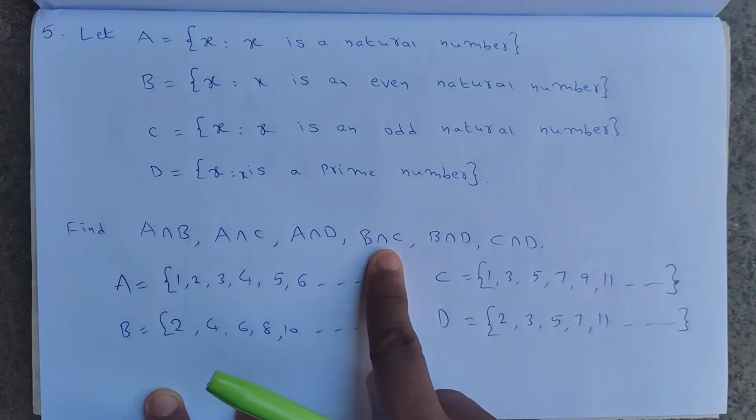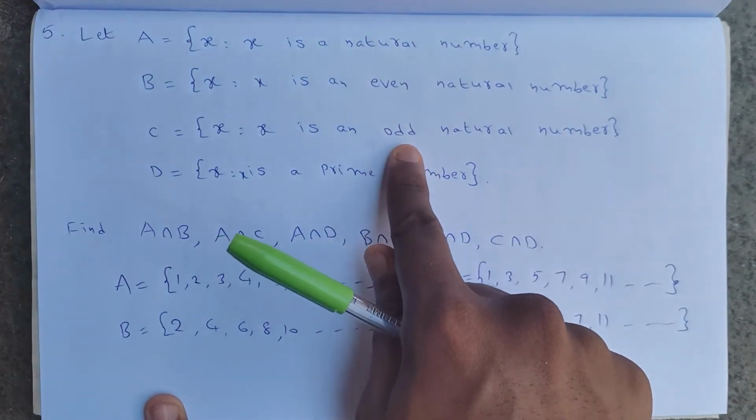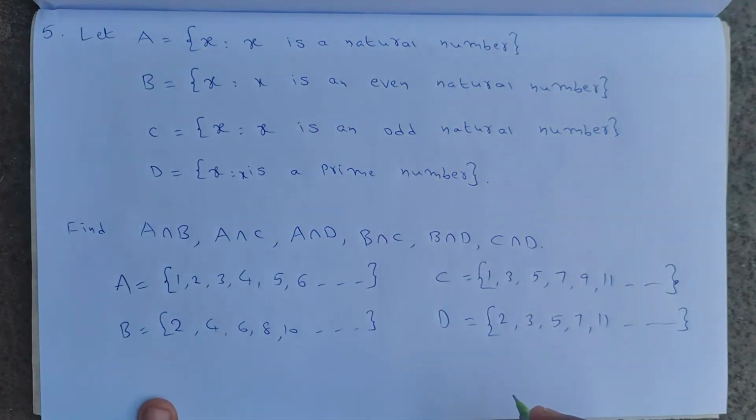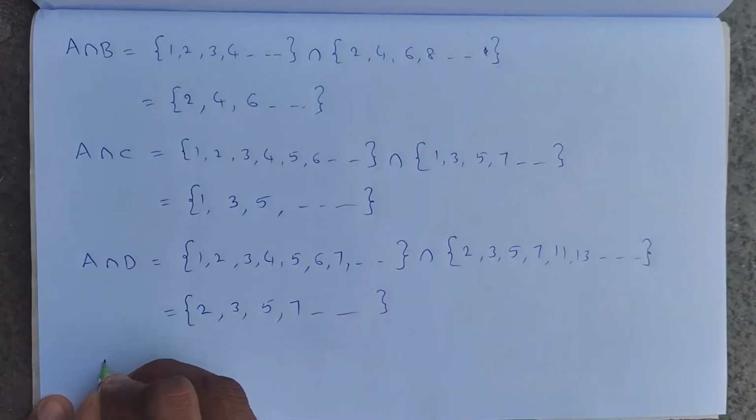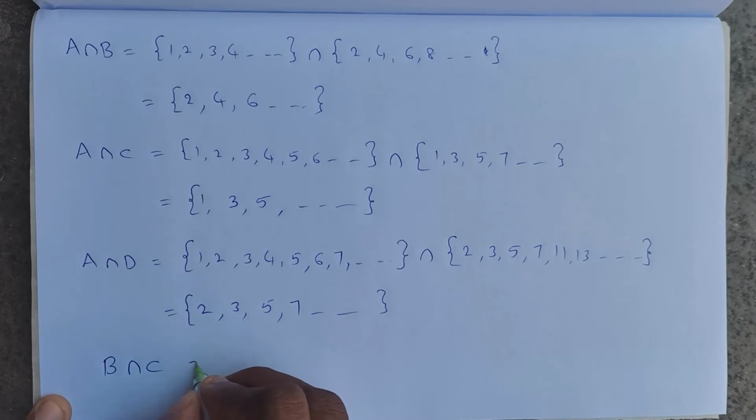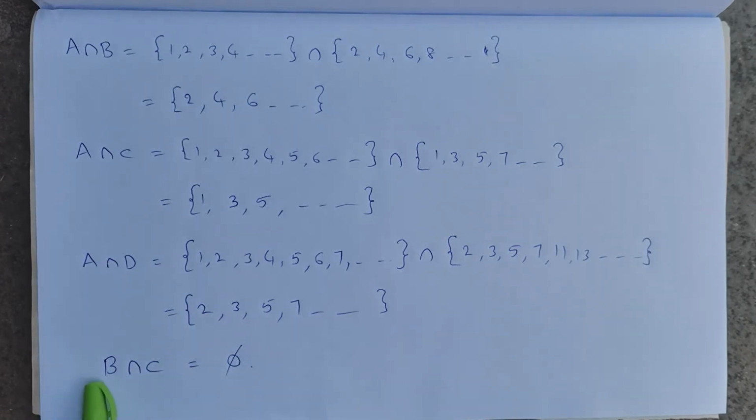So B intersection C will be the empty set, because even numbers and odd numbers don't have any common element. So B intersection C will be an empty set because set B is even numbers and set C is odd numbers, and they don't have any common element.